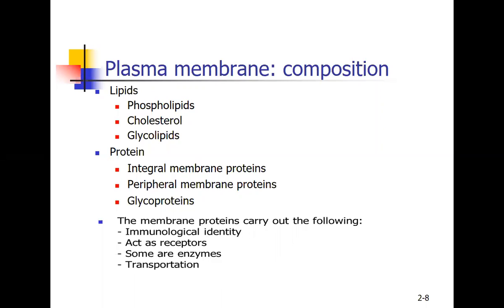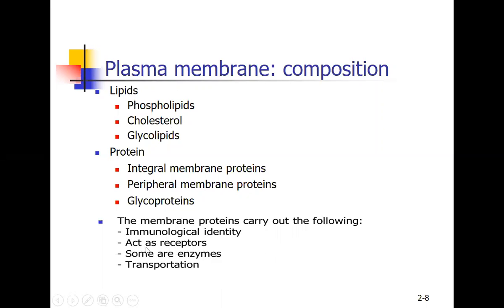The membrane proteins carry out the following functions. Why is there a membrane? What is the importance? One is that it helps in immunological identity. Each cell has a special protein or special membrane with which it can be easily identified, especially for immunological purposes.